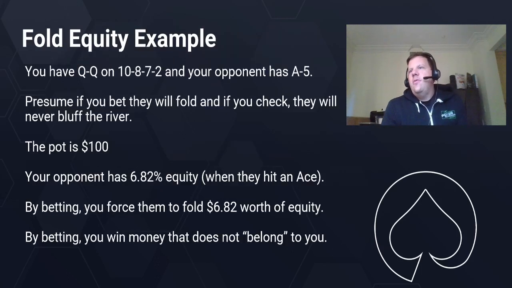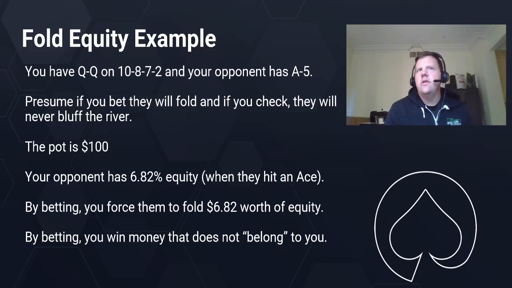So let's look at a very basic example of fold equity. You have pocket queens on 10, 8, 7 deuce, and you know your opponent has ace 5. They've shown you their cards. So presume if you bet, they're going to fold. They have nothing, they have ace high. And if you check, they're never going to bluff. That's the important part here. They're never going to bluff. So there's no value in checking with your pocket queens here.